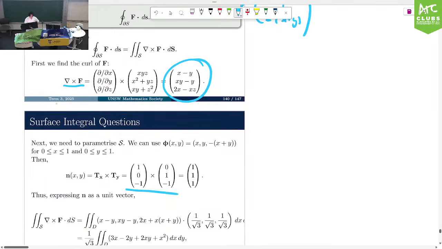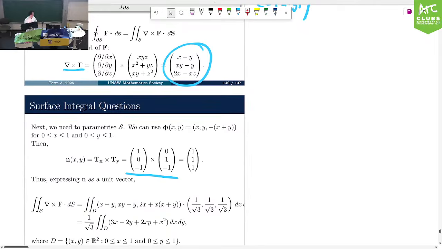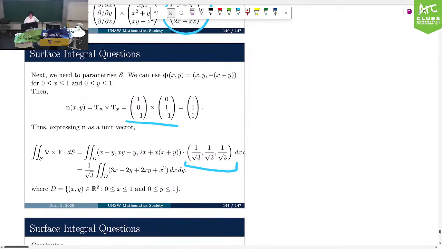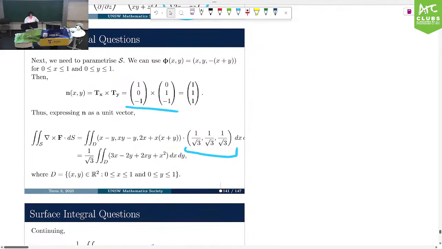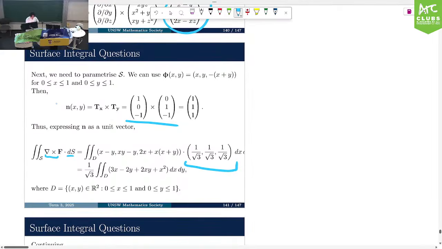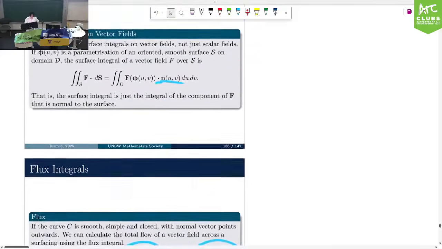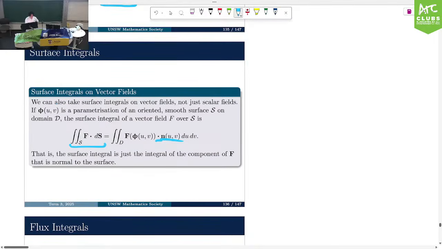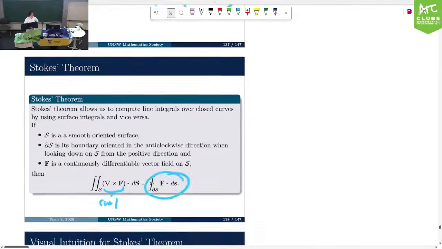Which gives you (1, 0, -1) and (0, 1, -1). Cross product of that gives three 1s. Once again, don't forget that you need it in unit length, which gives us that as our normalized vector. Next, all we have to do is dot our curl with our normal here. This transition is just the same as our surface integral here. So instead of the dS, we dot it with the normal, and we change the dS to du dv. That's how we parameterize it from 3D to 2D.